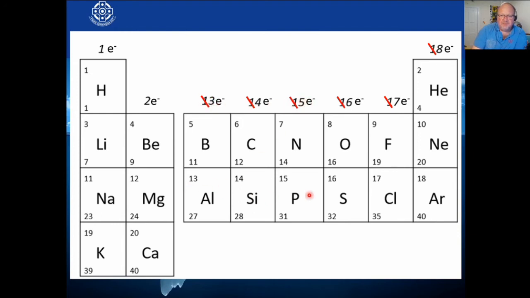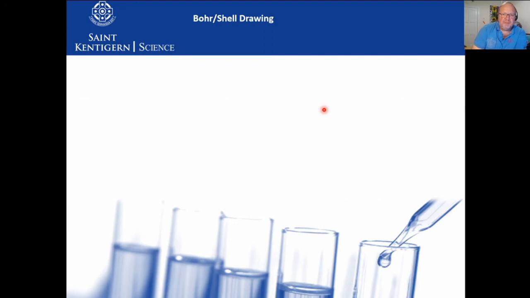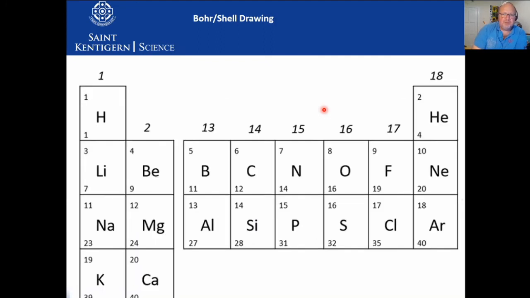Okay, so if these two can come together, group 16, I have 6, I want 2. I want to mix up with these guys. 17, I need 1, I want to mix up with these guys. You all understand that? Awesome. Okay, so now we need to go and practice drawing these things, and this is called the Bohr shell drawing.